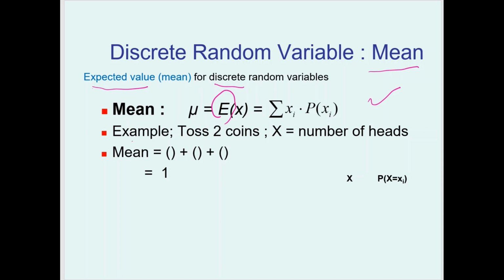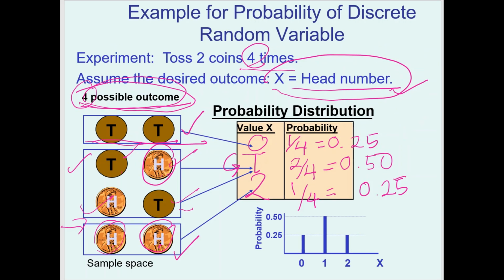So we look again at the same example that we used just now, which is tossing two coins. Again the desired outcome is x equals the number of heads. So how do we calculate the mean here? Summation of x times the probability of x, where x is the number of heads. We look again at the previous slide, where we have already listed out and made a table of the probability distribution.